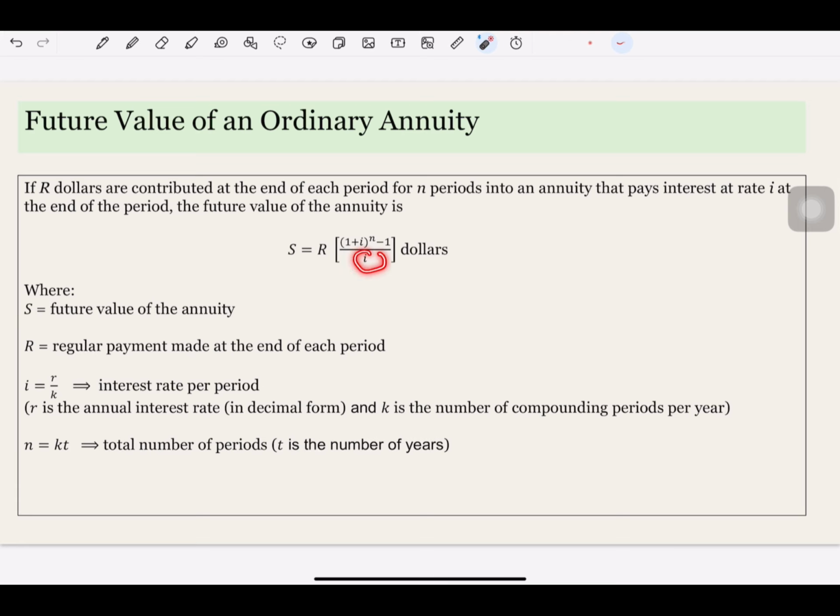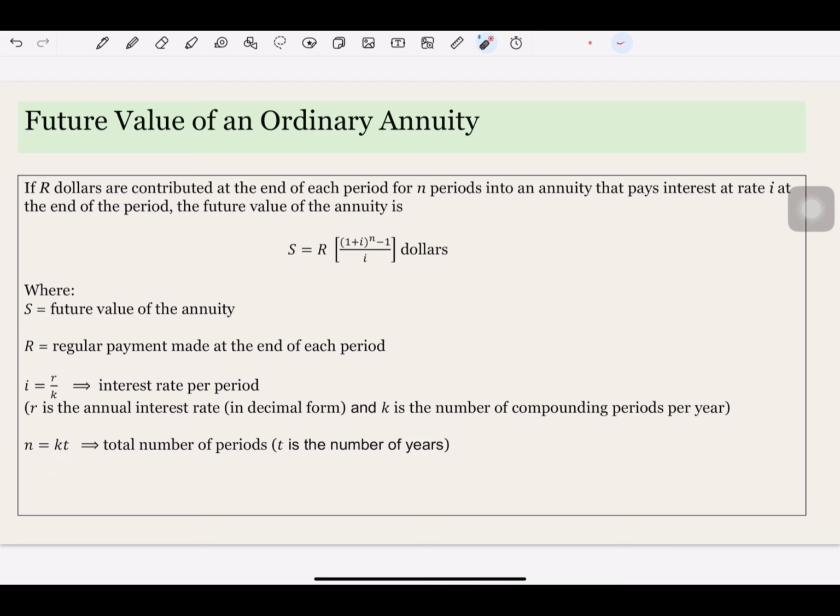And here i represents the interest rate per period. To get the interest rate per period, if we have the annual interest, which is r, and k is the number of compounding periods per year, we divide r by k. And n represents the total number of periods. To get the total number of periods, we usually multiply t by k, where t is the total number of years and k is the number of compounding periods per year.